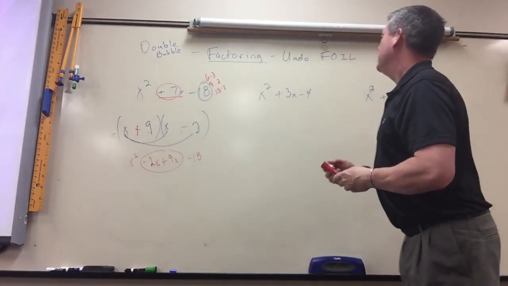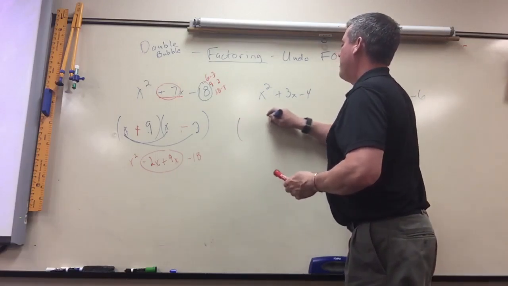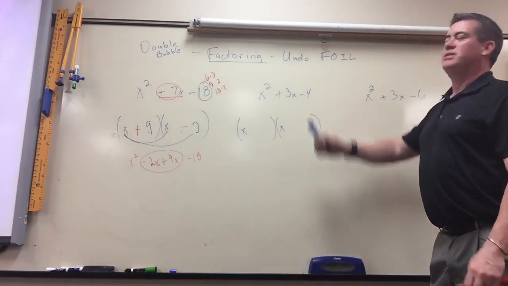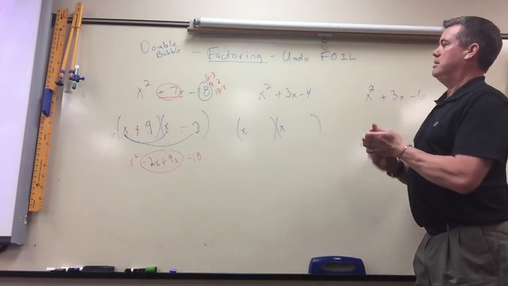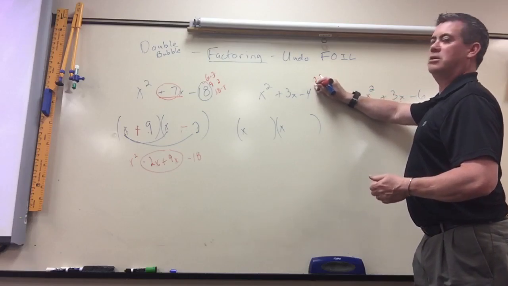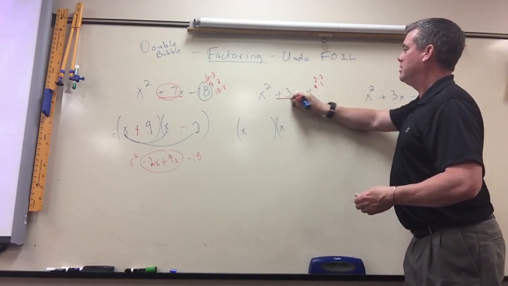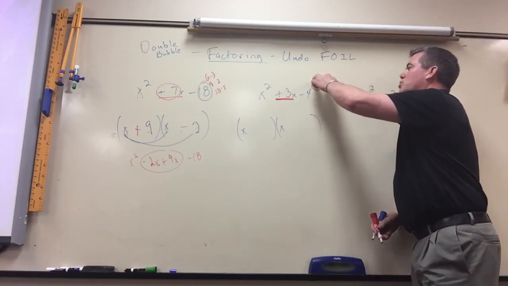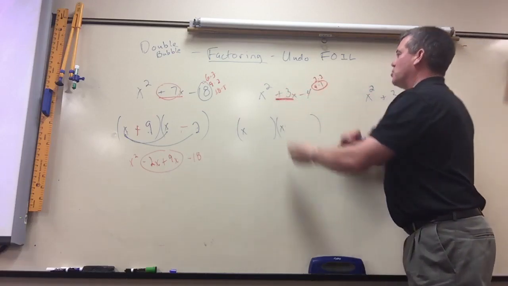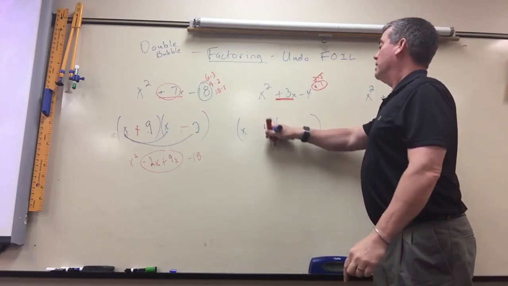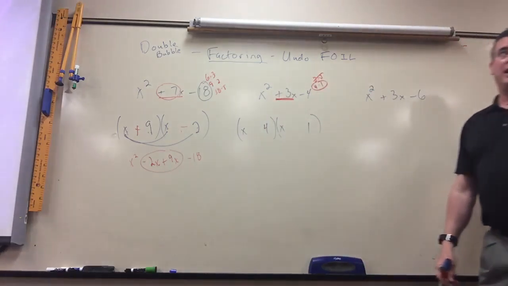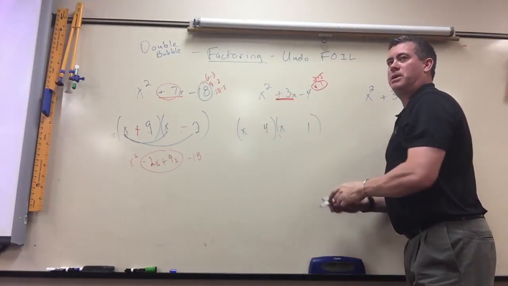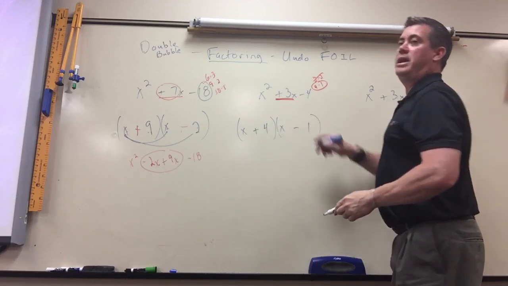Yep. So for this one, x times x. To get a 4, it can either be 2 times 2 or 4 times 1. Which one do we got to use? 2. 2 and 2 will never combine to make a 3, so it's got to be 4 and 1. Now you just got to get the signs correct. Positive 4, negative 4. We need a positive 3, so the 4 has to be positive, and the 1 negative.